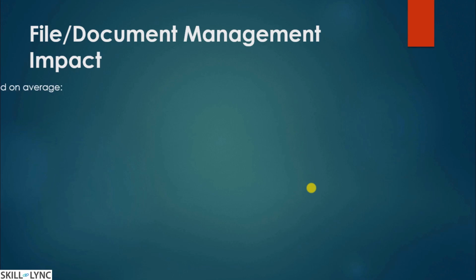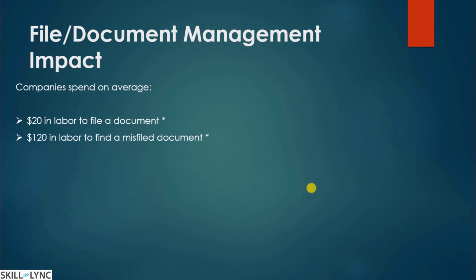Let us quickly look into some facts and figures. Companies on average spend typically $20 in labor, that is in manpower cost, to file a document, and close to $120 in manpower to find a misfiled document. Because the $120 or $20 means the man hours that are spent in the process of finding a file or creating a file. So this is how you quantify it in organizational terms.